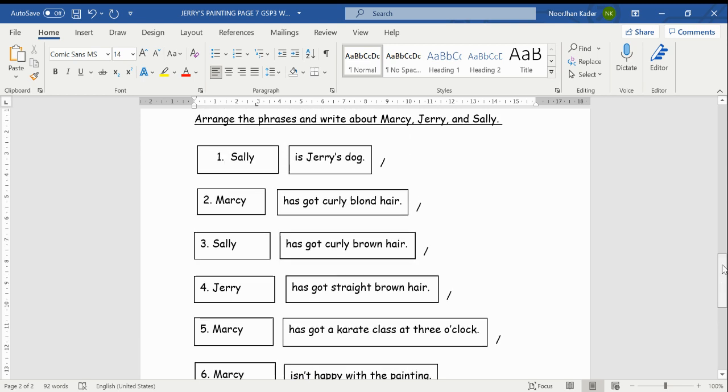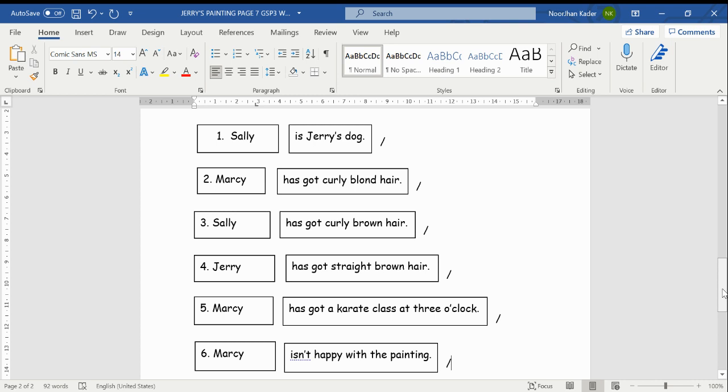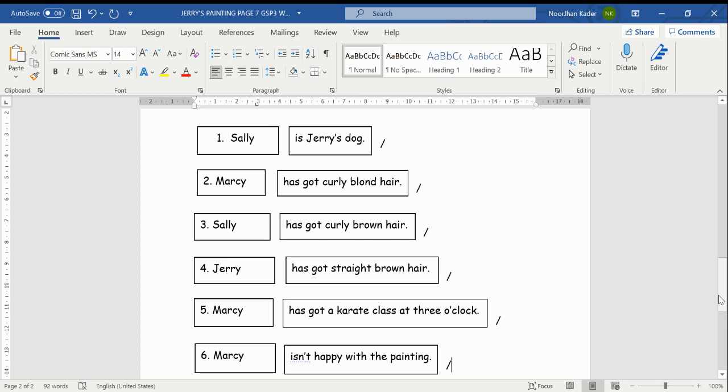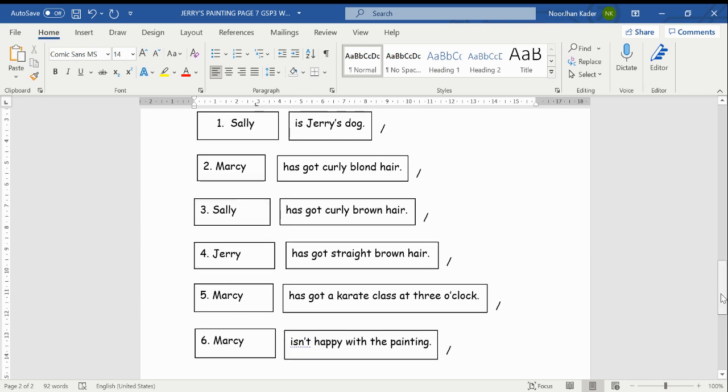Okay, the last sentence. Let's do again. We have to check and see whether the sentences we have arranged are correct or not. Okay, number 1, Sally is Jerry's dog. Marcy has got curly brown hair. Sally has got curly brown hair. Jerry has got straight brown hair. Marcy has got a karate class at 3 o'clock. And Marcy isn't happy with the painting.